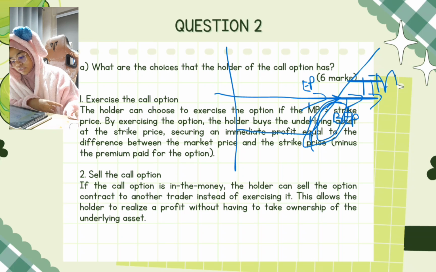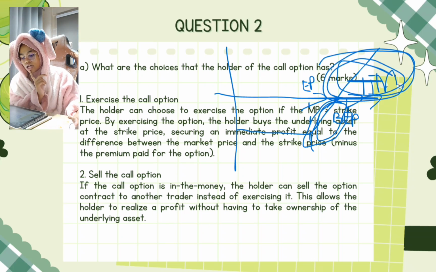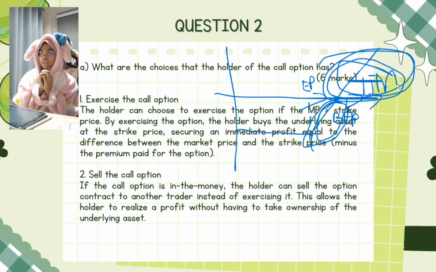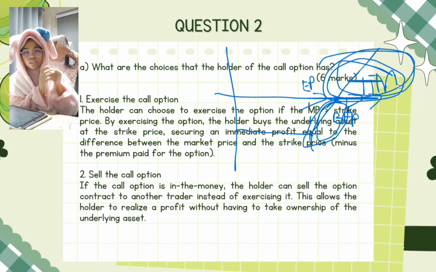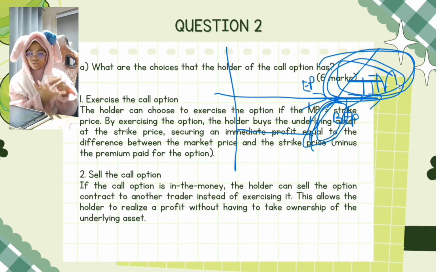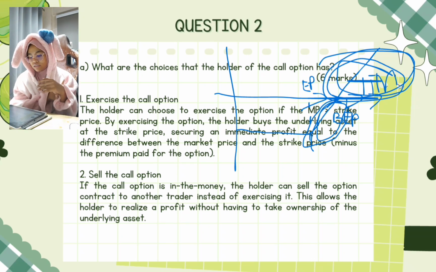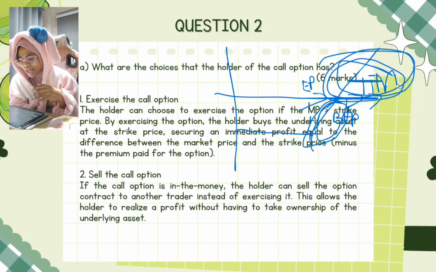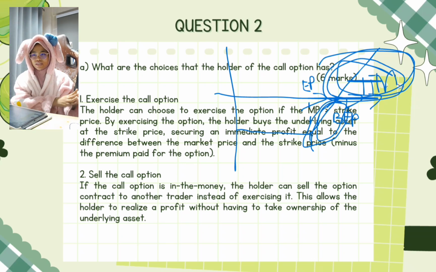If the call option is in the money, this one is in the money, the holder can sell the option contract to another trader instead of exercising it. This allows the holder to realize profit without having to take ownership of the underlying asset. So let's say FCPO. The underlying asset of FCPO is crude palm oil. So just sell the CPO to others so that you don't have to take that CPO, just take the profit.